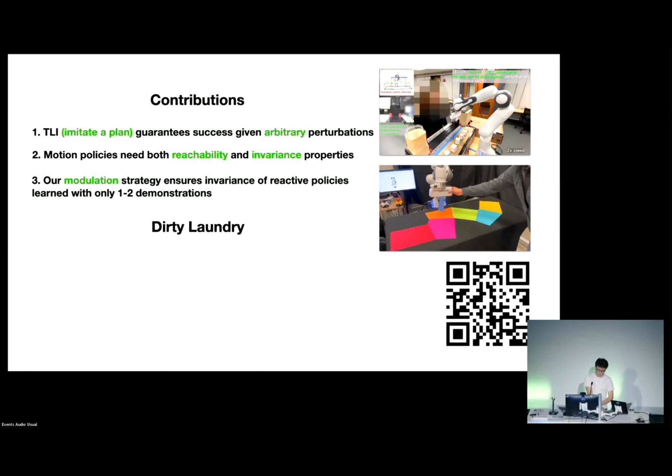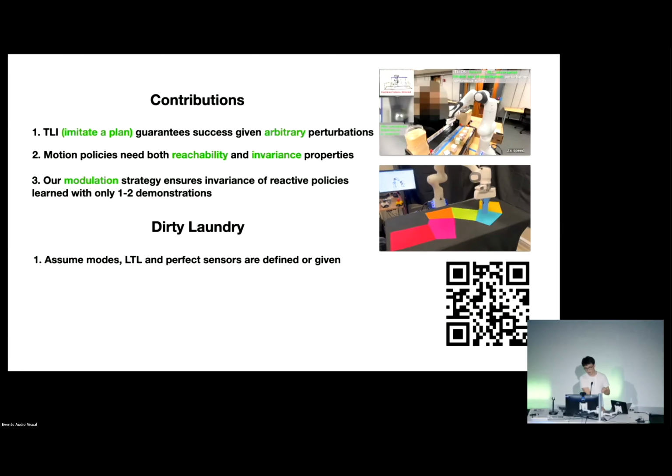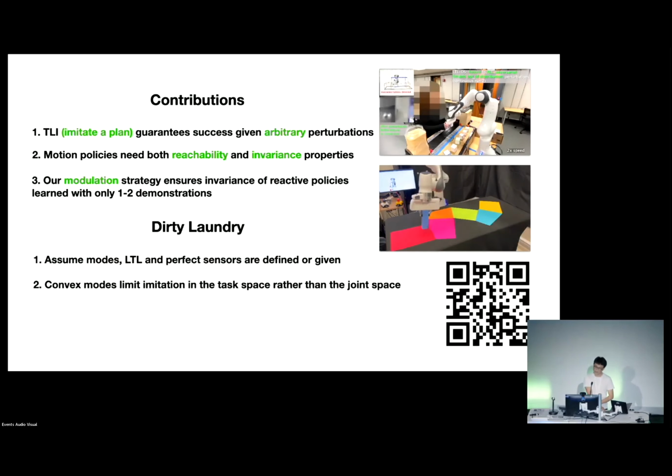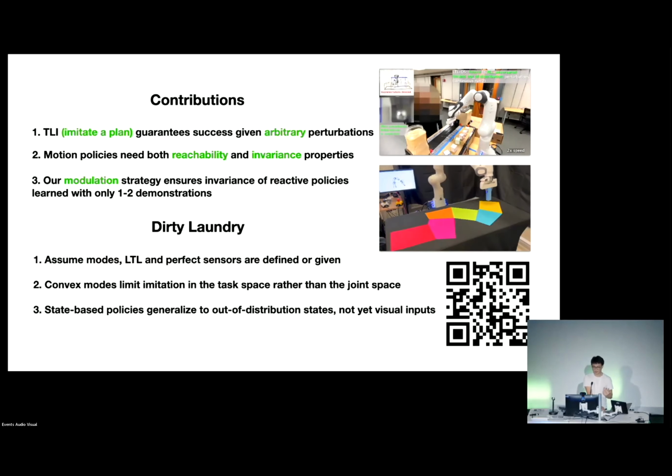And the limitations. First, we assume modes, the temporal logic formula and perfect sensors are either defined or given in this work. And then the modes are assumed to be convex so that we can approximate the boundary, and that really limits the imitation to the task space rather than the joint space. And lastly, the state space policy we propose here generalizes to out of distribution states or any perturbations, but it does not generalize to visual inputs, which will be future work.